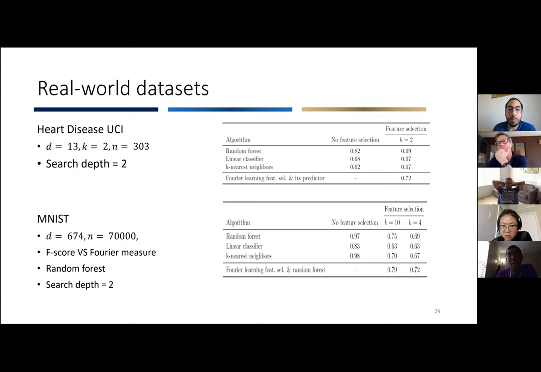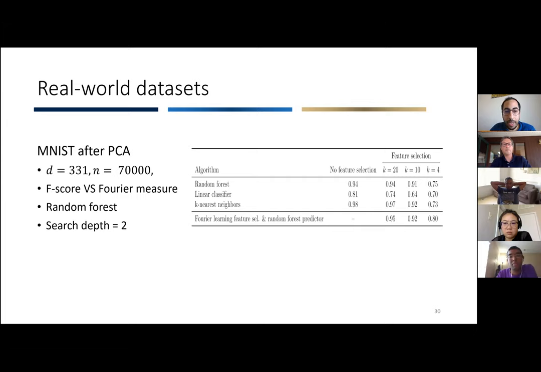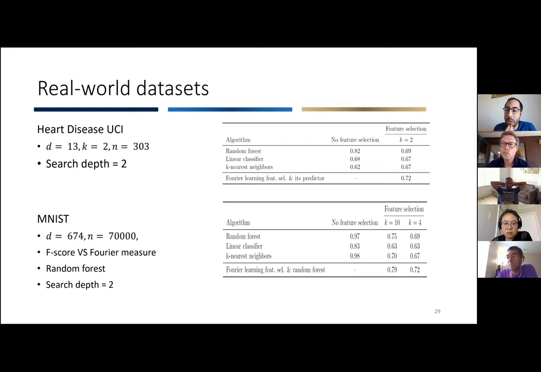This was just a benchmark, because here we are only looking at two features. Of course, if we increase k, we get higher accuracy. Unfortunately, we don't have it at this moment. This is ongoing work, so we are still working on that. But as I mentioned before, for the breast cancer data set, we tested the data with k equal to 4 and it gives us around 95% accuracy.